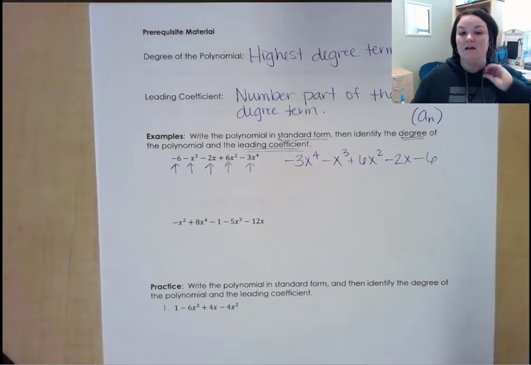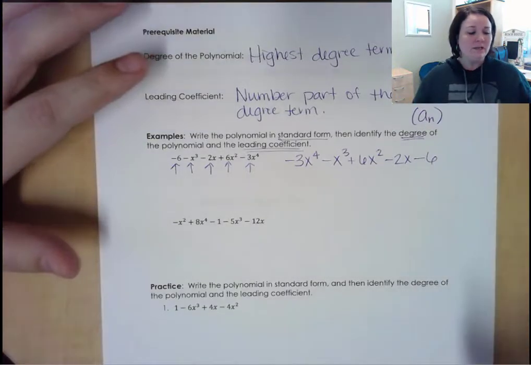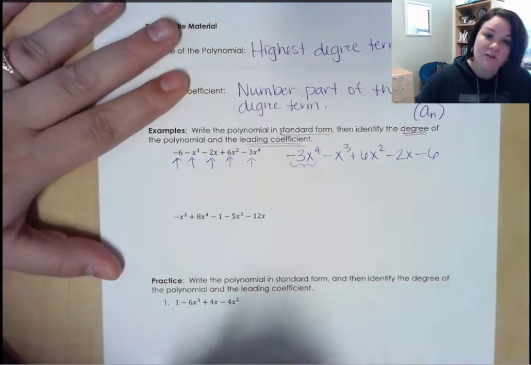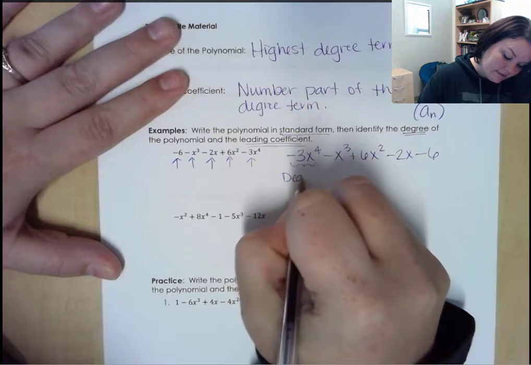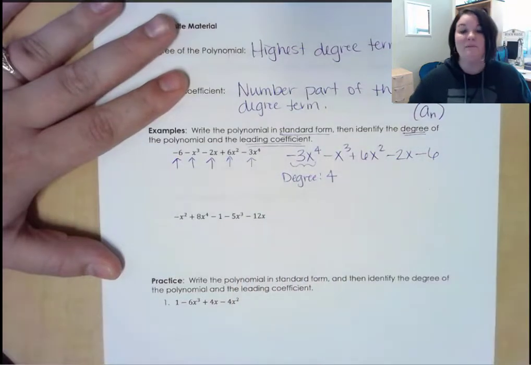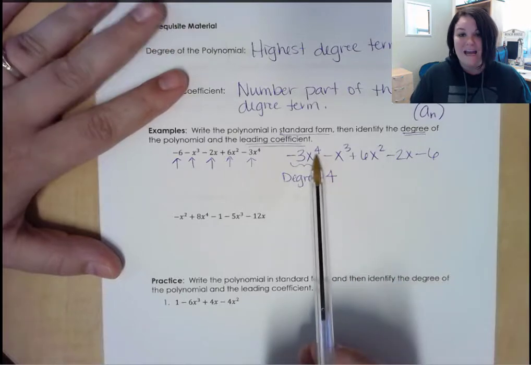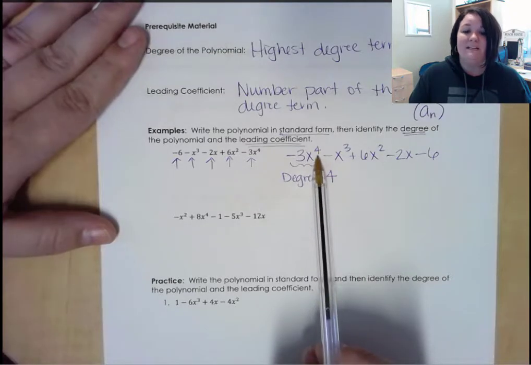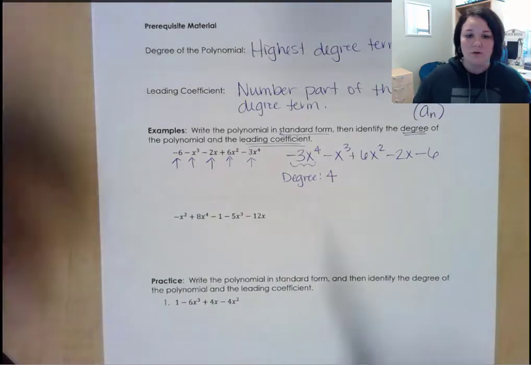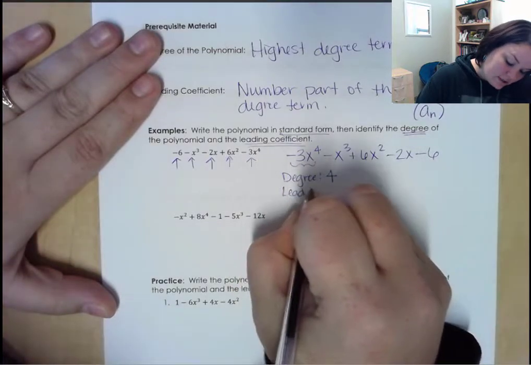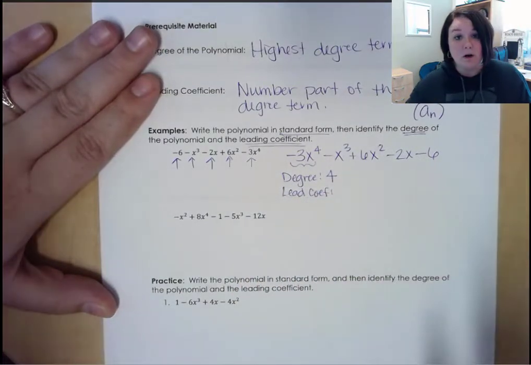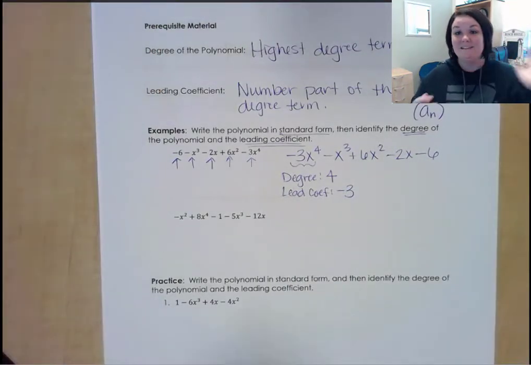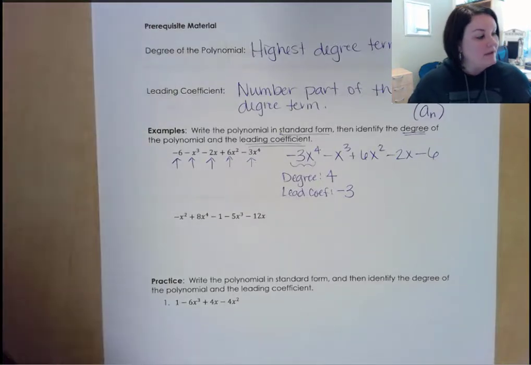Now we want to identify our degree, right? And we get our degree off of that highest power of that term. So this is my highest degree term. I can identify that the degree of this polynomial is going to be 4, because that is the combined exponent from that term. Here I only have one variable, which is x, and its exponent is 4. So this is a degree 4 polynomial, and our leading coefficient is the number part of that term, which in this case is a negative 3. Okay, everybody good?